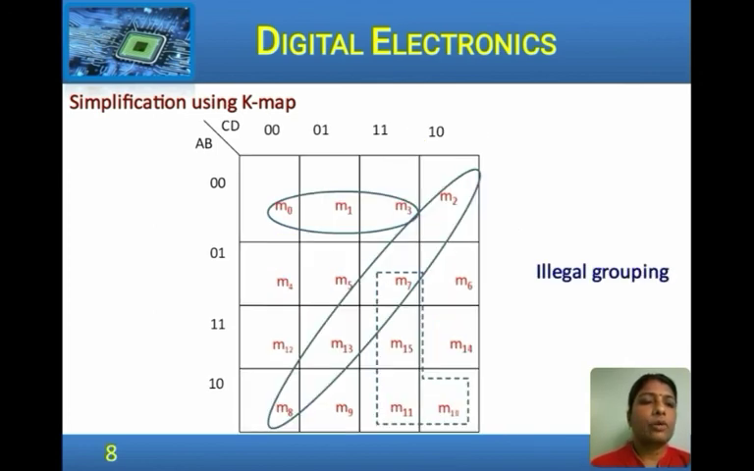Some of the illegal groupings which are not permitted. Diagonal cells cannot be grouped even if they have 1. This is not permitted. Similarly, grouping non-2 power n combinations, like 3 combinations, cannot be grouped. The grouping should be 2 power n. So, grouping like this will not give a quad, it is not permitted. Okay, these are all illegal grouping methods which are not permitted.